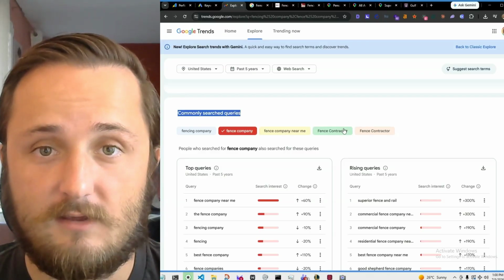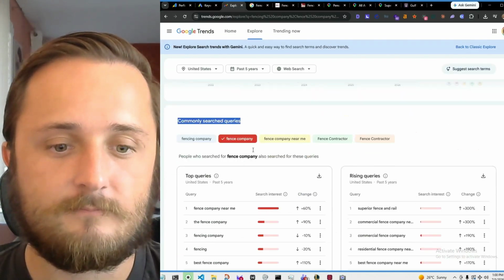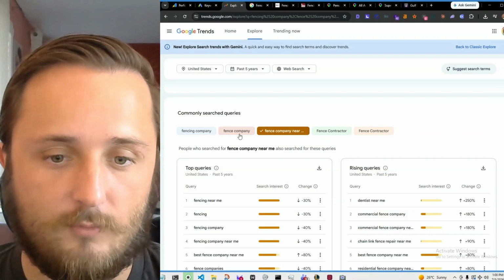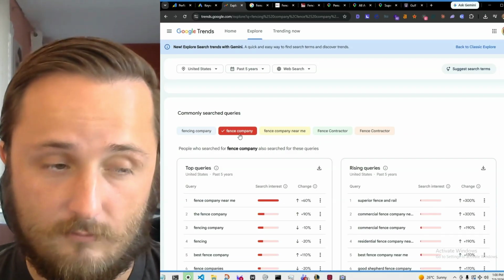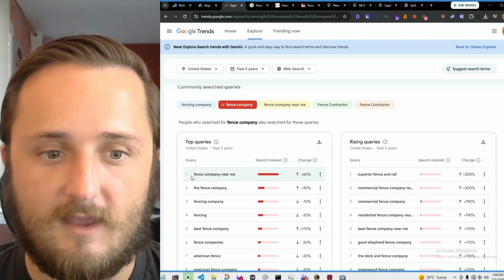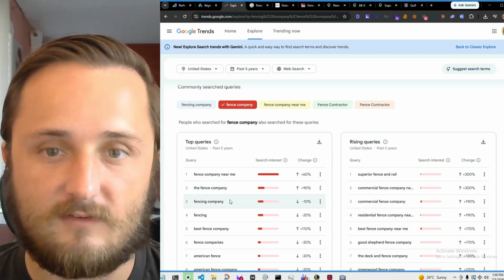Right down here, we have all the keywords that I've searched up at the top, and we can select them and get more data from Google in relation to these keywords, right? So for fence company, we have fence company near me. We've got the fence company, fencing company, right?